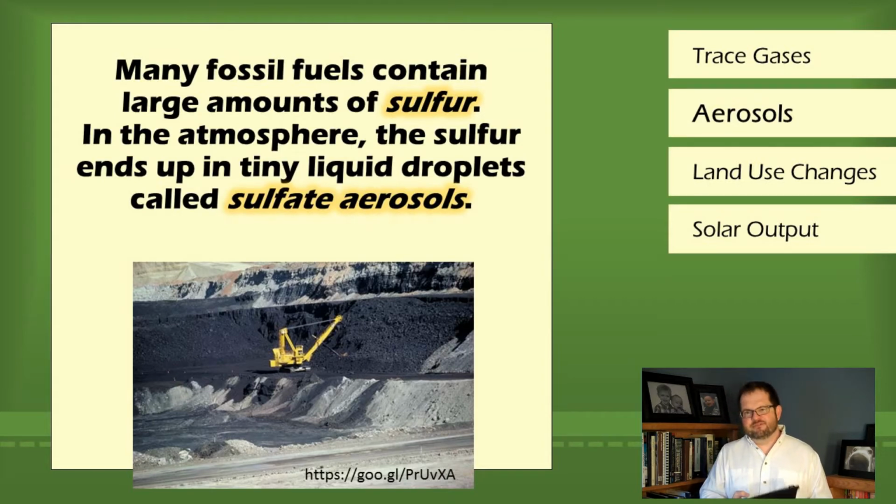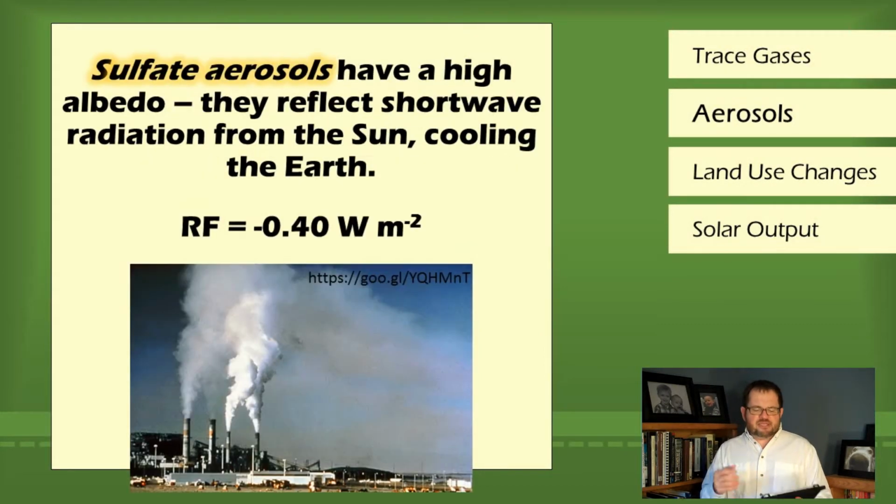They're little droplets of liquid. They're part of the story of acid rain. They're a complicated environmental challenge in general. But these sulfate aerosols have a very high albedo. They're tiny, but each individual one is really good at reflecting shortwave radiation from the sun. And so, we've been burning coal and diesel and natural gas and all kinds of things that have sulfur as a contaminant for about 150 years now.